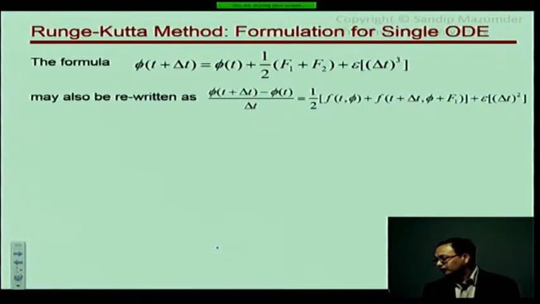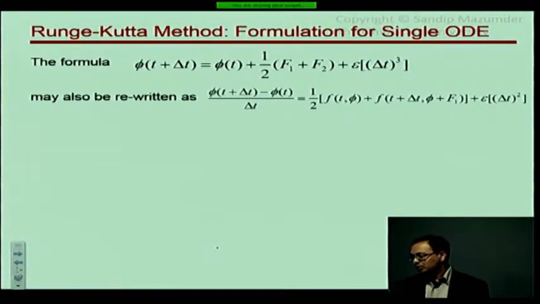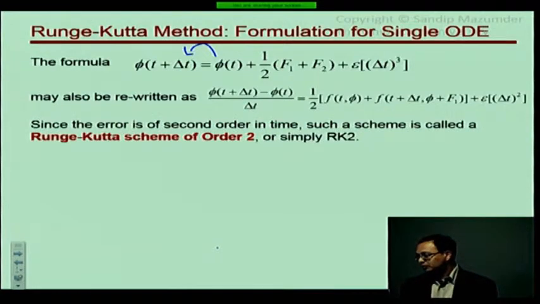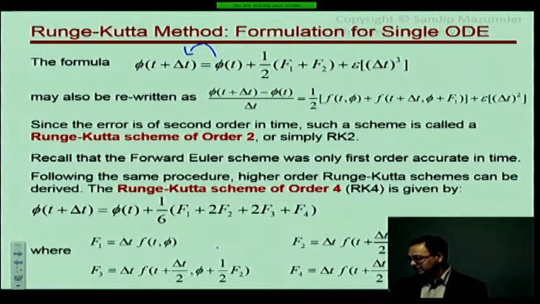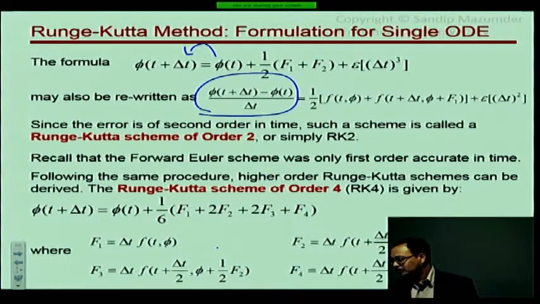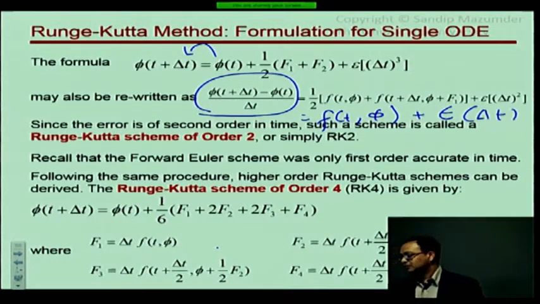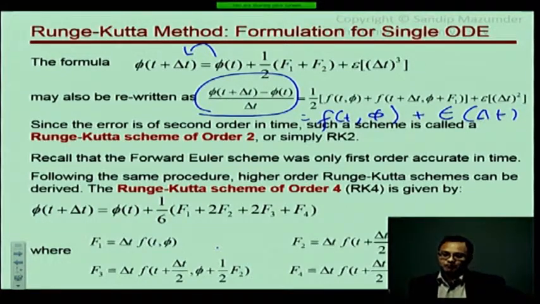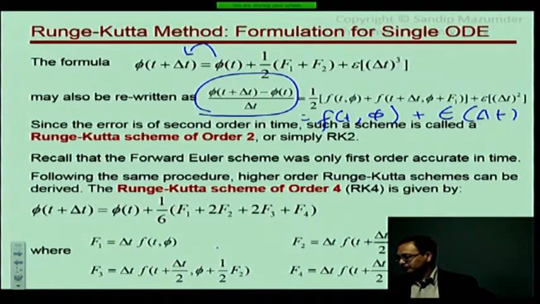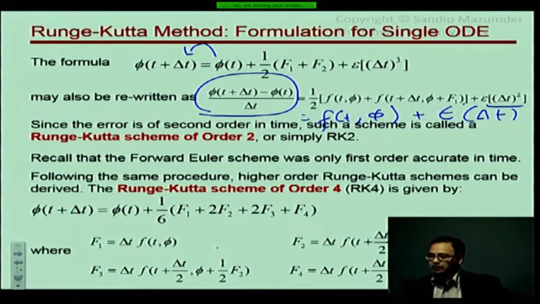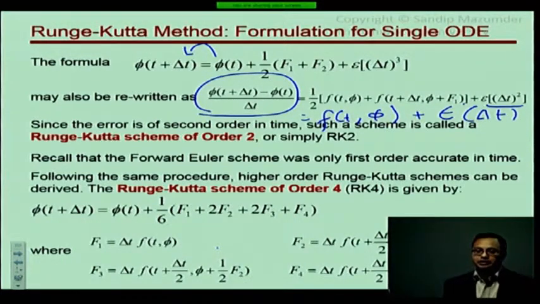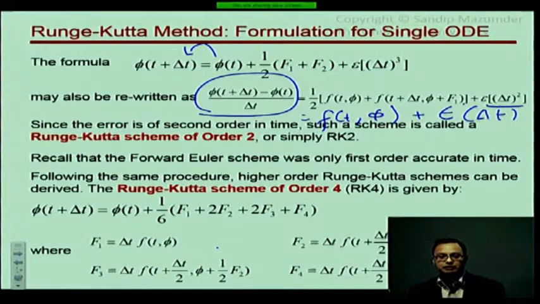Now what we are going to do now is divide this whole equation by delta t, move this guy over to the left hand side and then divide through by delta t. Why? Because we want to compare this with the forward Euler scheme, which basically had this term is equal to f of t phi plus epsilon delta t. That's what we had for the forward Euler scheme. But now we have a slightly different formula on the right hand side, and this is of order delta t squared. So this is why this is known as a Runge-Kutta scheme of order 2, or RK2, second order Runge-Kutta, because the temporal accuracy is delta t squared rather than delta t.